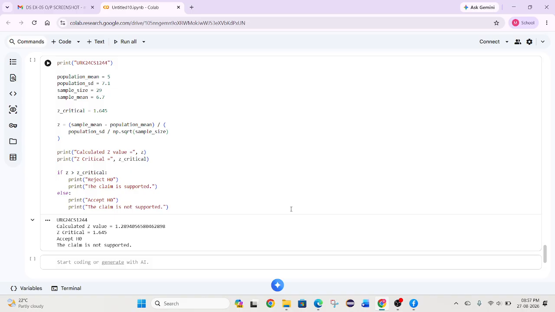Finally, this experiment helps me understand how statistics can be used to analyze data and make decisions.